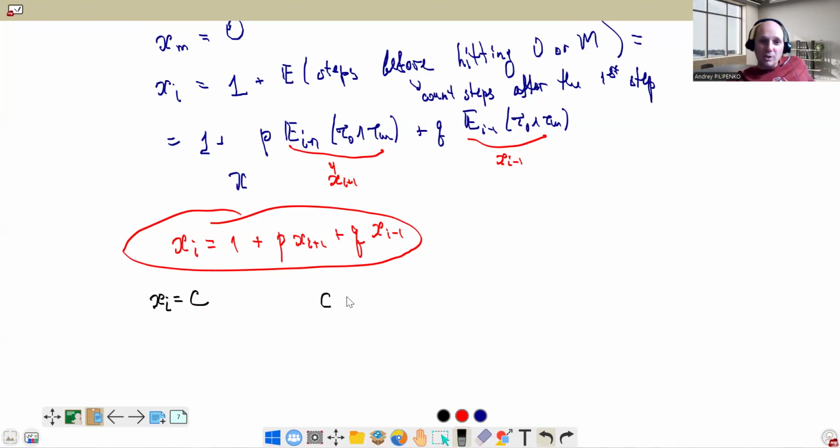And now let's write the equation. C is 1 plus p times C plus q times C. Well, but p plus q is 1, so 1 plus C minus C is 1, which is 0. Okay, this was a bad idea.